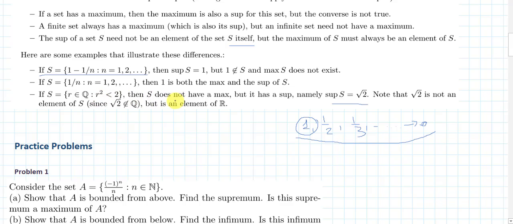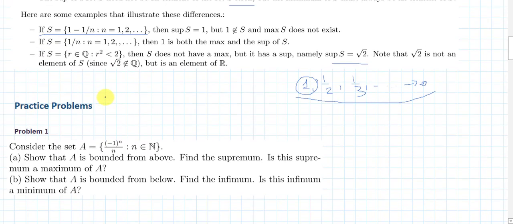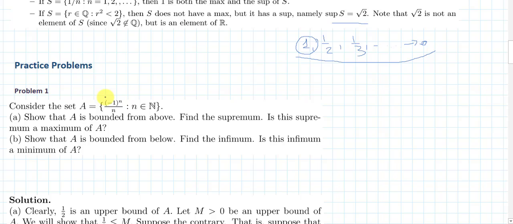I think it's clear why square root of 2 here, because this is an inequality, and the greatest value will be square root of 2. And now let's consider any other examples.